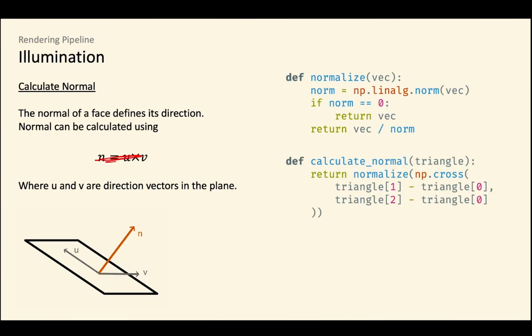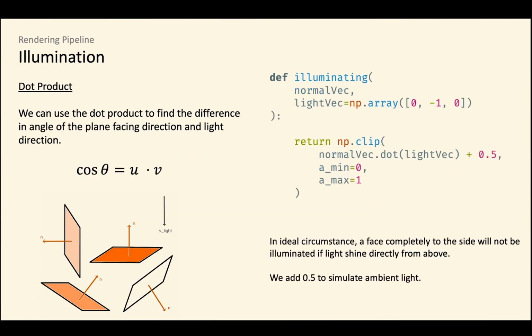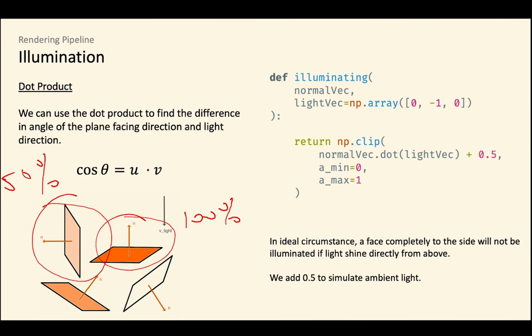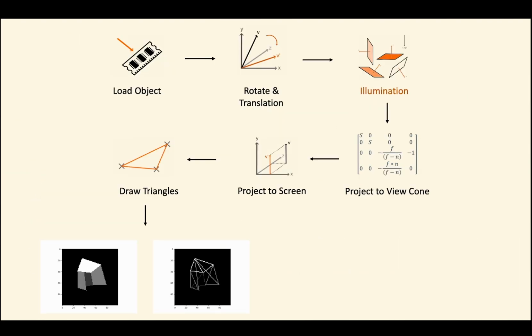Illumination basically exploits the dot product to calculate the difference between face direction and light direction. If light is parallel to the normal, perpendicular to the plane, the plane is 100% illuminated. If the light is perpendicular to the normal, the plane is only half lit. Now every face of the cube is properly illuminated.